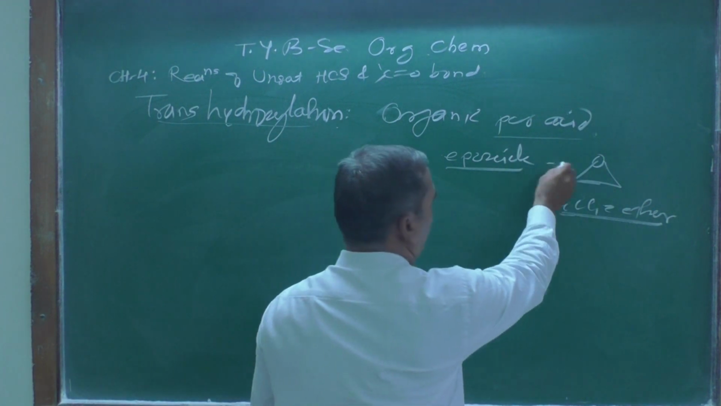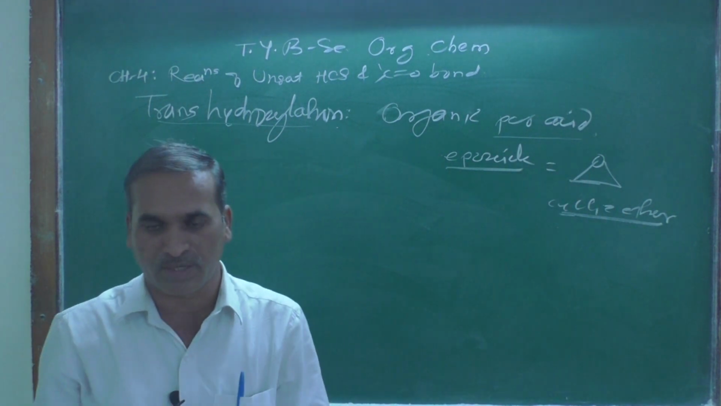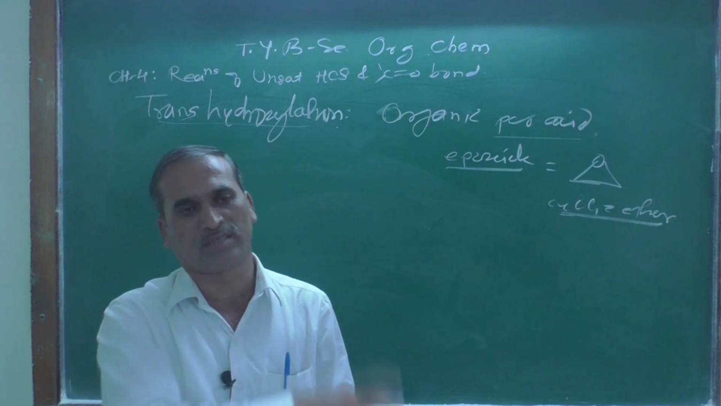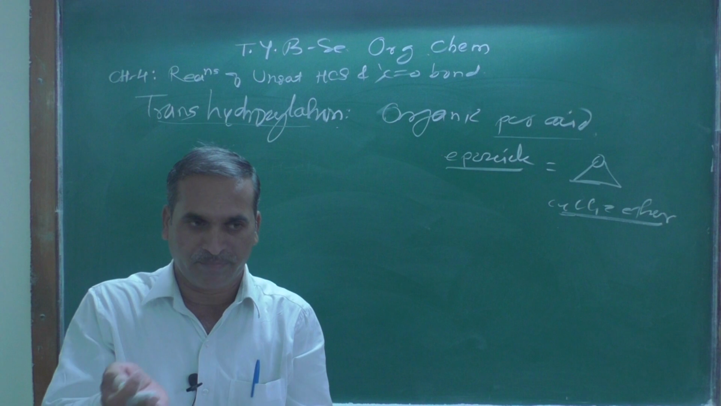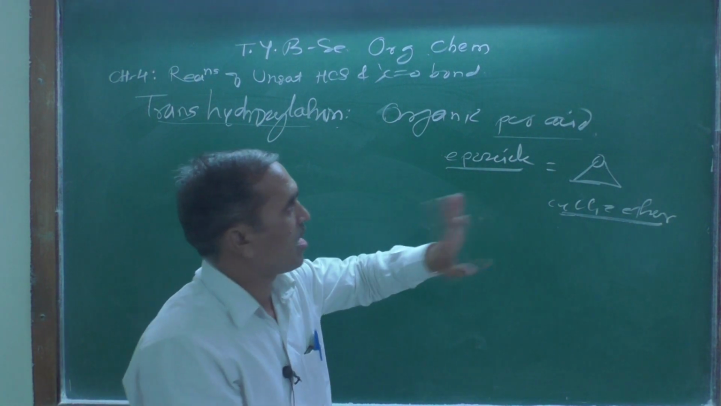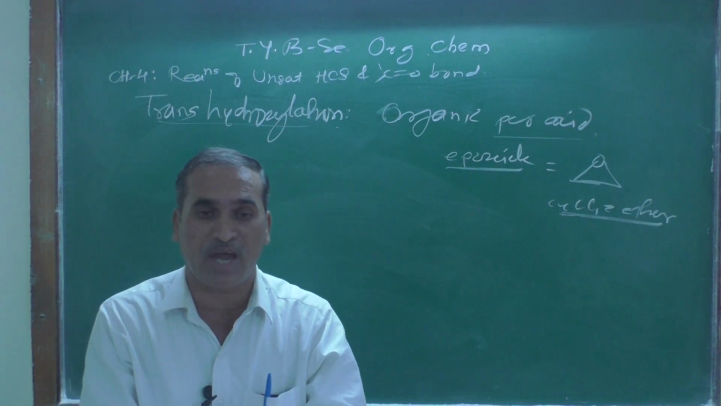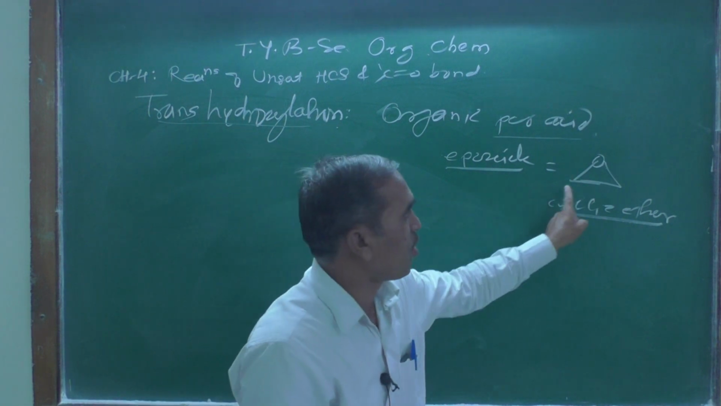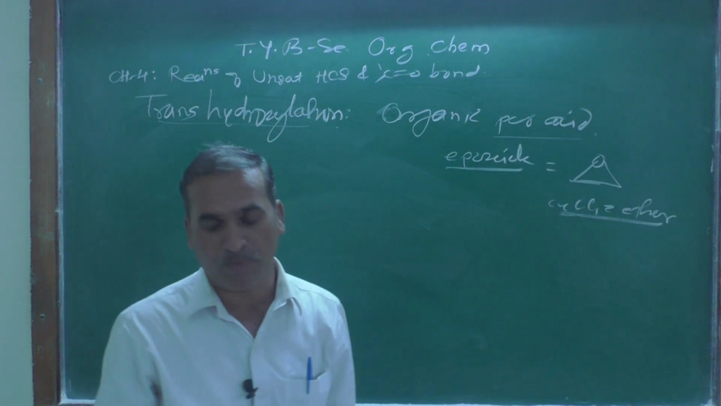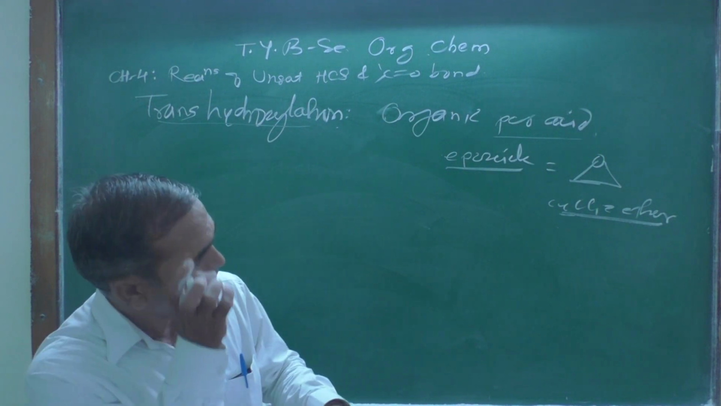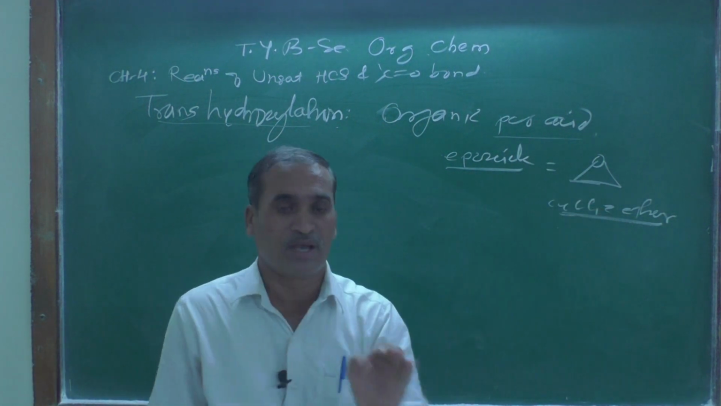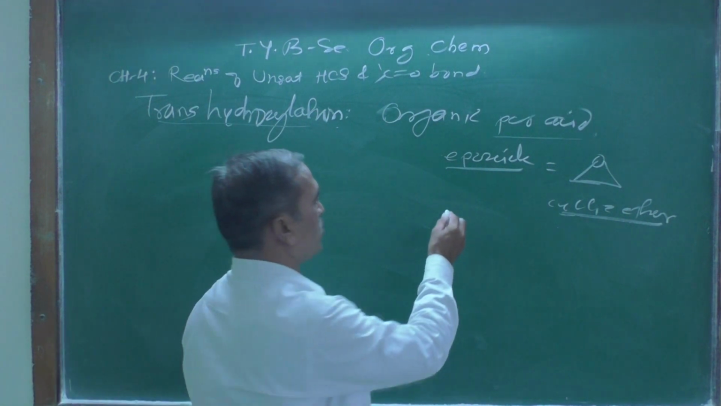The per acid gives an epoxide, and when it is hydrolyzed, the ring opens and we get a trans hydroxylation. The formation of this 3-membered cyclic ether is known as epoxidation.